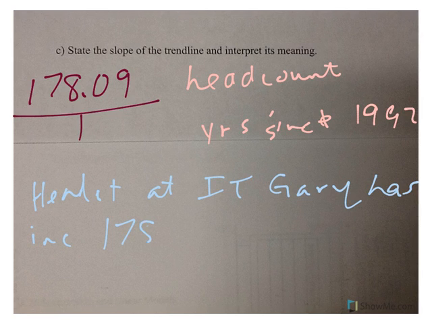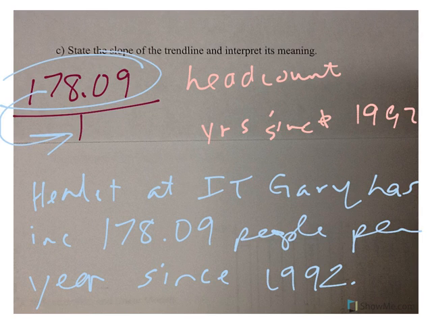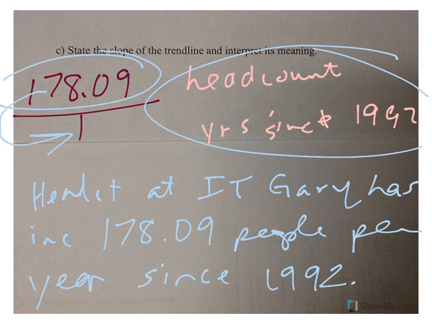So to interpret this meaning, head count at Ivy Tech Gary has increased, and I know it's increased because it's positive, has increased 178.01 people per year since 1992, right? Head count's positive, so it increased per 1 year since 1992. I like to put my labels on here so I know exactly what I'm talking about.